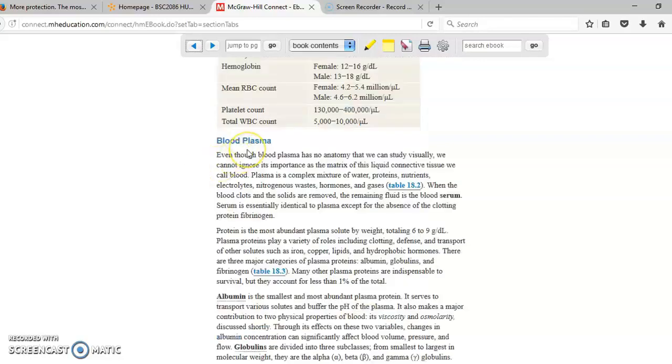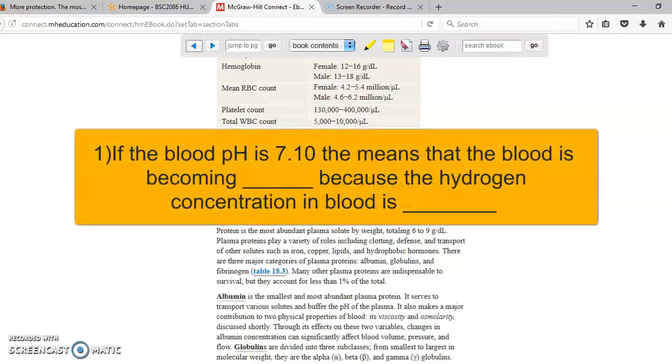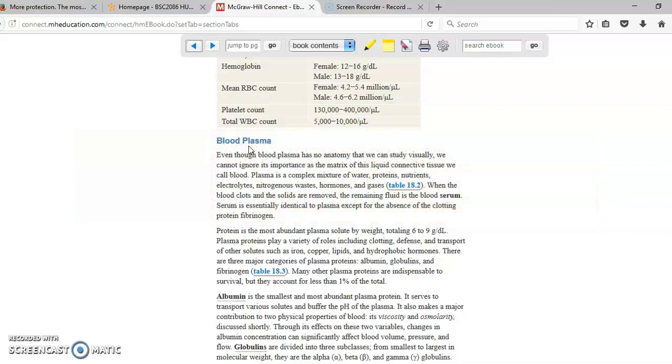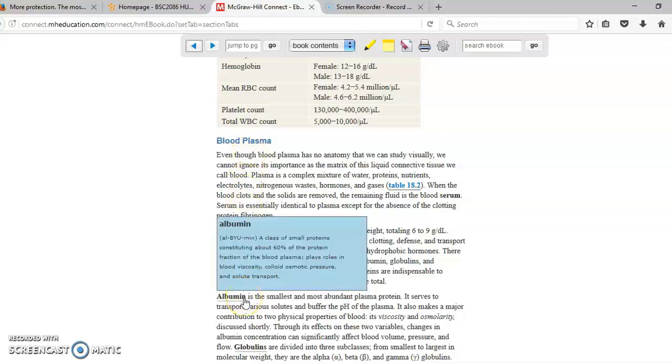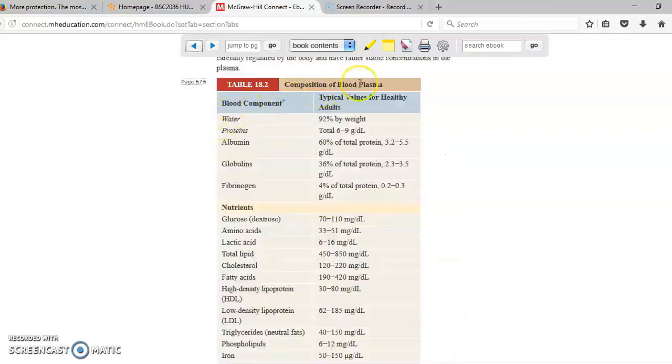Now let's talk about plasma. As we said, plasma is 55% of the blood. Main components of plasma: water and proteins. 92% of plasma is water, 7% approximately is proteins, and the rest is nutrients, hormones, gases such as oxygen and carbon dioxide, vitamins, etc. One of the most important proteins that you're going to have in plasma, you see right here, that's why it's highlighted, is albumin. Now we have a table which is showing the composition of plasma.